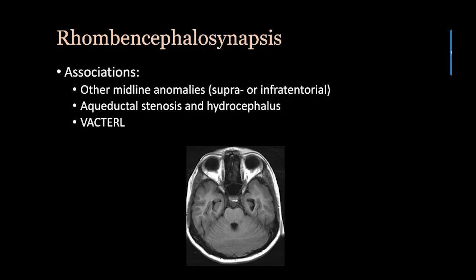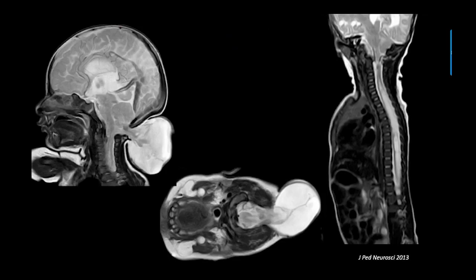There are associations with rhombencephalosynapsis, including other midline anomalies in the supra or infratentorial parenchyma, aqueductal stenosis, and as a result of that, hydrocephalus. Rhombencephalosynapsis could also be seen in association with VACTERL sequence, and we should keep that in mind. You see another example of it in this slide with continuity of the cerebellar parenchyma across midline. Next case.